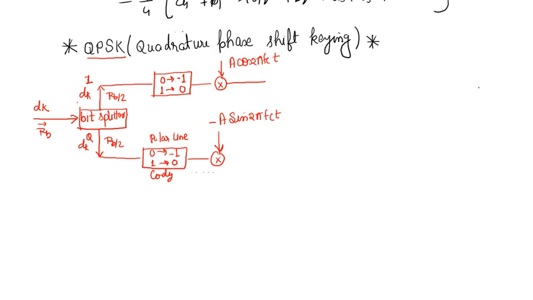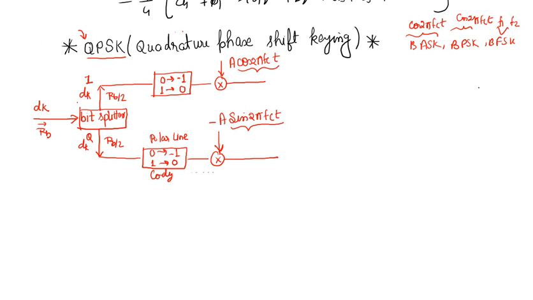So this is the difference: we are performing this multiplication of A cos 2 pi fct for the upper branch, and we are multiplying a sinusoidal signal in the lower branch. What we have seen in BASK or BPSK, we have modulated only the carrier cos 2 pi fct, if you remember. And in BFSK we have used cos 2 pi f1t and cos 2 pi f2t, but we have not used cosine as well as sine carrier simultaneously, and that is why it is called quadrature, since both the carriers are in quadrature.